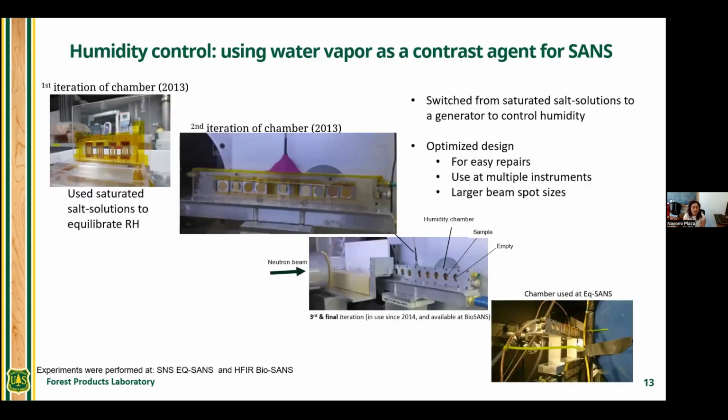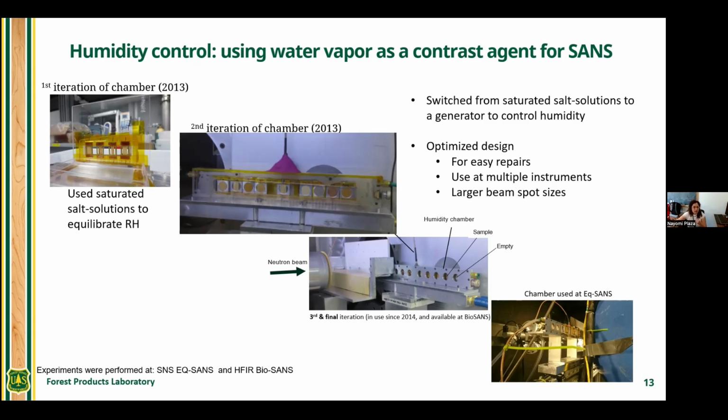So because we were interested in nanoscale moisture-induced swelling, we looked at controlling the humidity during our experiments. So we could track the moisture-induced swelling and observe the changes in real time as the water vapor was going into our cell walls. So we first started doing these experiments when I was a second year grad student.